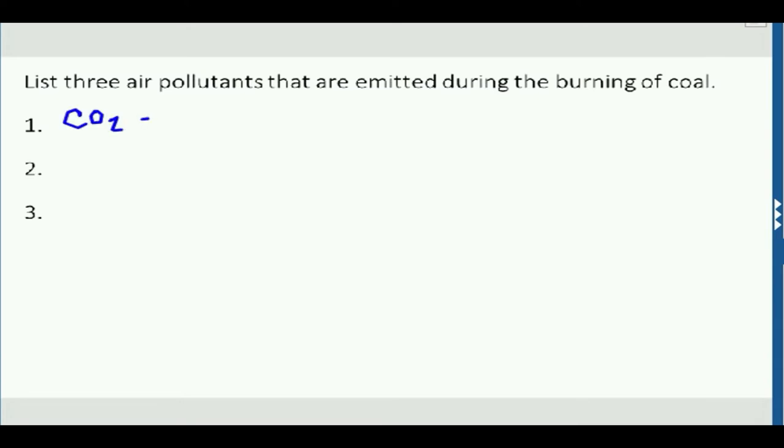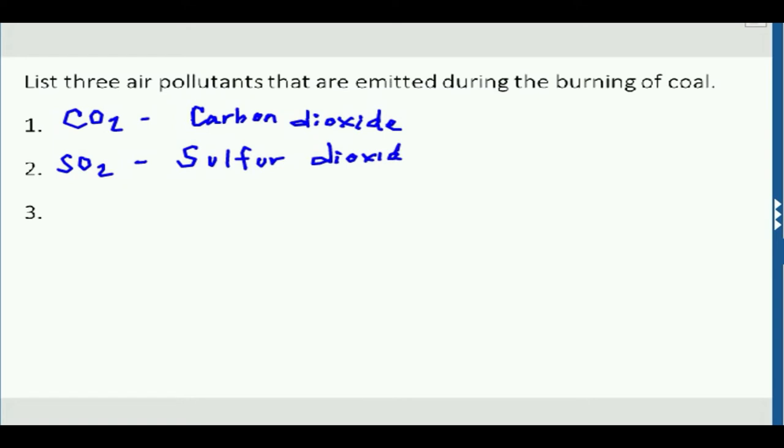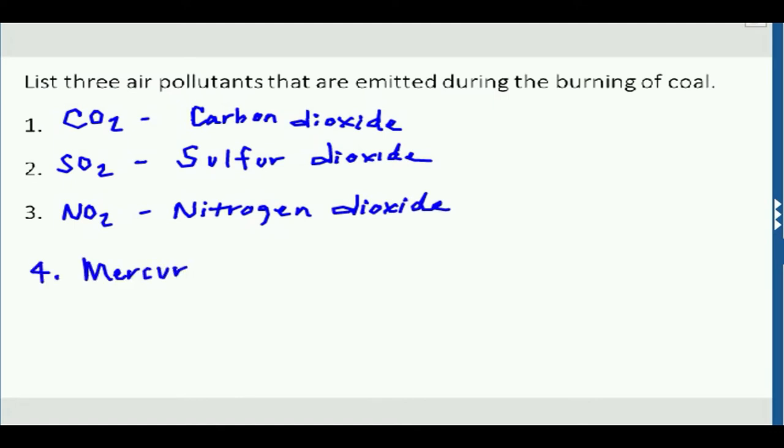Three air pollutants. We have CO2, that is carbon dioxide. We have SO2, which is sulfur dioxide. We have NO2, which is nitrogen dioxide. And then a bonus one, we have mercury. And that's Hg.